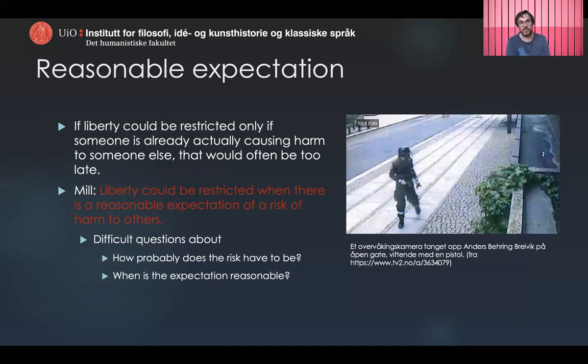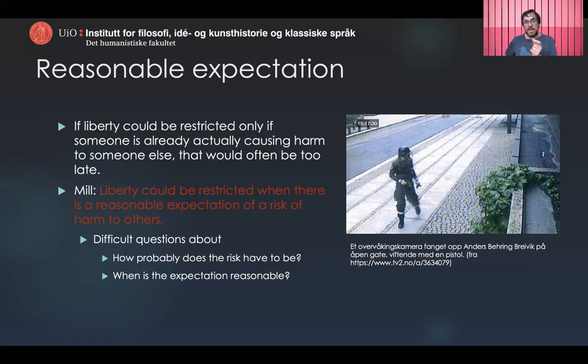It's also important for this view that in order to harm someone, we can't mean just actually harm them. Because if liberty could be restricted only if someone is already actually causing harm, then often it will be too late. Many of the cases where we want the state to interfere would not be cases like that. So this is a camera that's caught Anders Breivik on his way out to Utøya. He hasn't done any harm yet. So if the state would not be allowed to interfere at that point, that would be problematic.